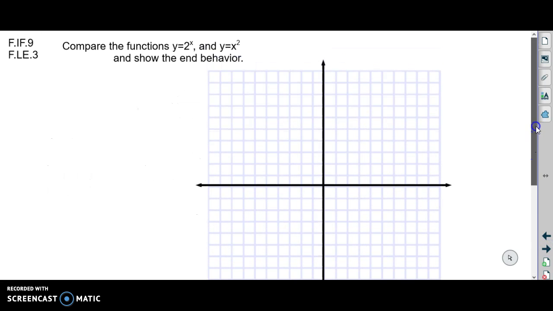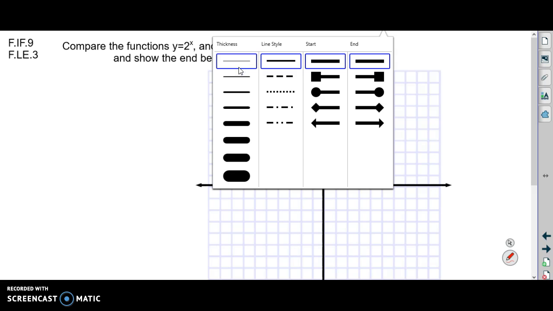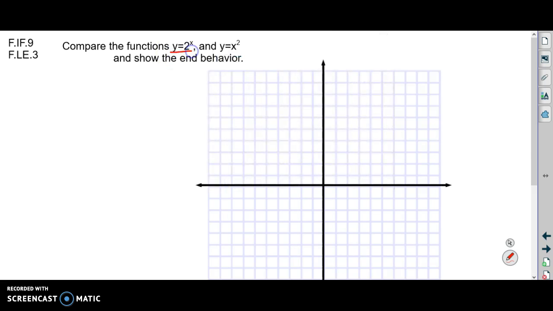Great. For our last problem, we're going to compare the functions. Let's do red. Y equals 2 to the x and y equals x squared, and then we're going to show their end behavior. So we're going to start off with y equals 2 to the power of x. We're going to have one point at 0, 1, and another point at 1, 2. This is going to come up something like that.